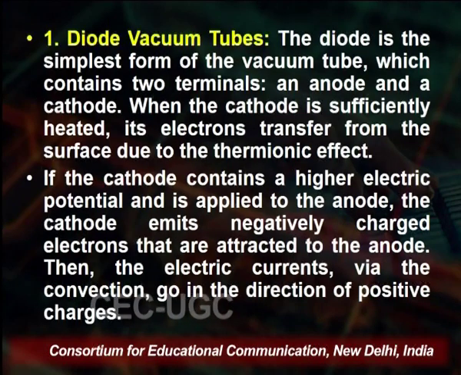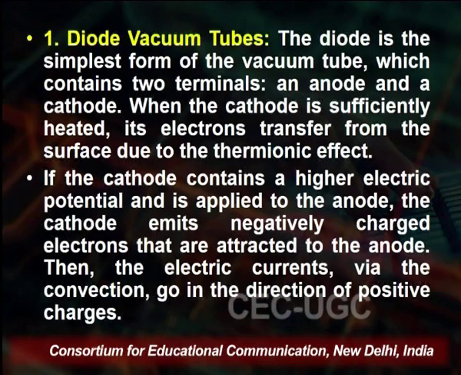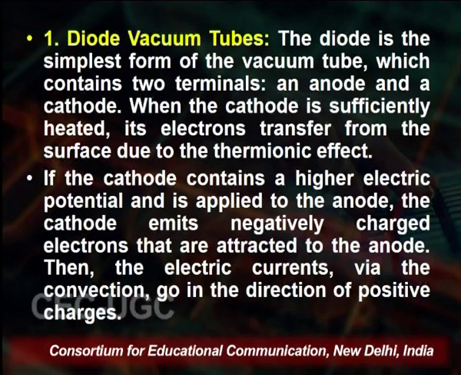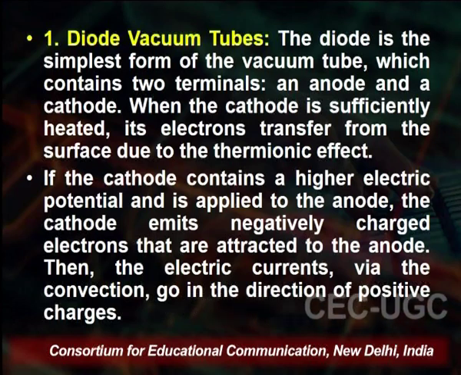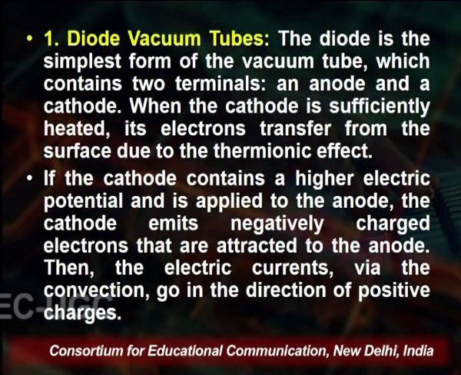The first is the diode vacuum tube. The diode is the simplest form of the vacuum tube and contains two terminals: one is the anode and the second is the cathode. When the cathode is sufficiently heated, it ejects the electrons, and these electrons transfer from the surface due to the thermionic effect.